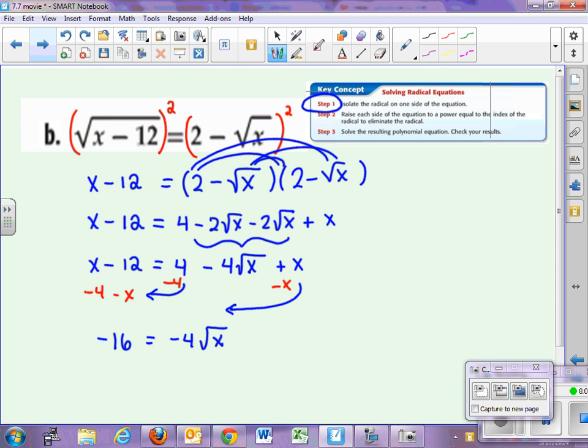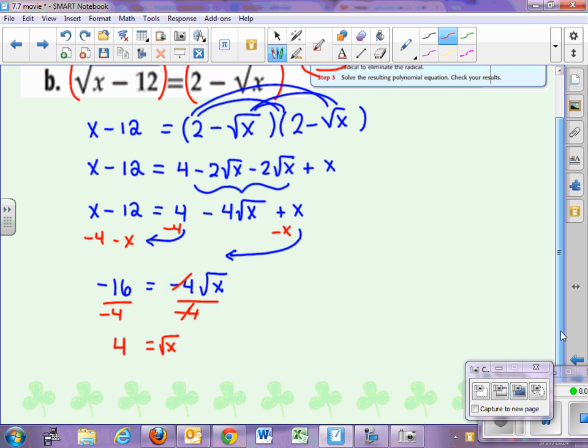And now I can divide both sides by negative 4. So what I get is positive 4 equals square root of x. Now I do step 2. I raise both sides to the power that I need to get rid of my radical, and so that's the second power. So I get 16 equals x.